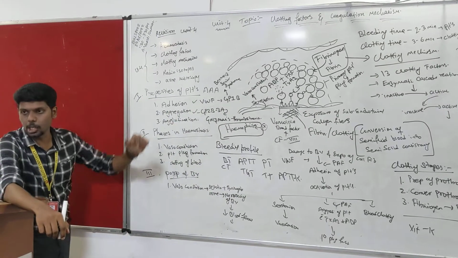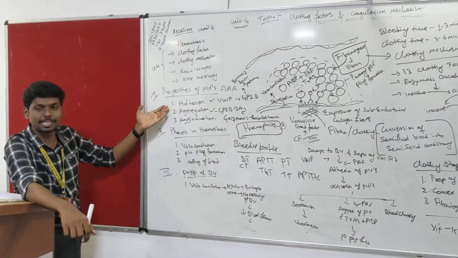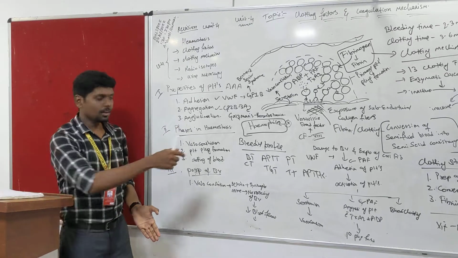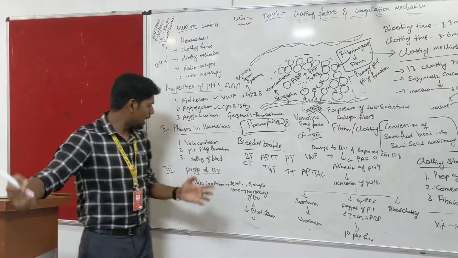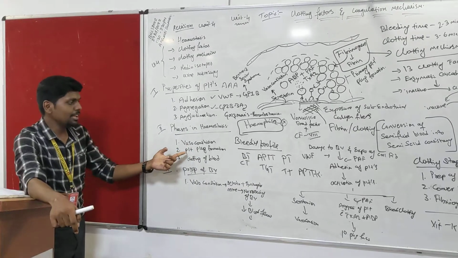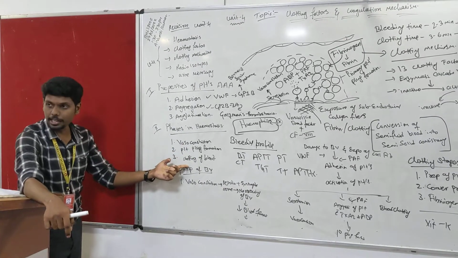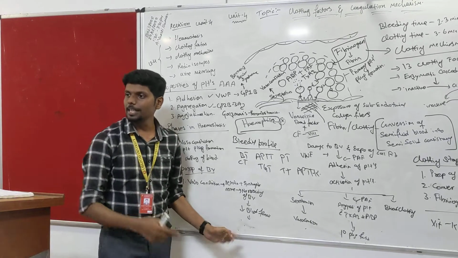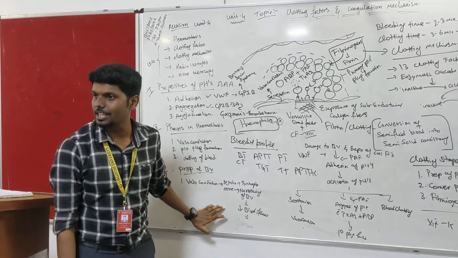That includes properties of platelets. What are the three properties of platelets? Adhesion, aggregation and agglutination. And what are the phases of hemostasis? Vasoconstriction, platelet plug formation and clotting of blood. And what are the properties of blood vessels? Two properties, vasoconstriction and vasodilation.